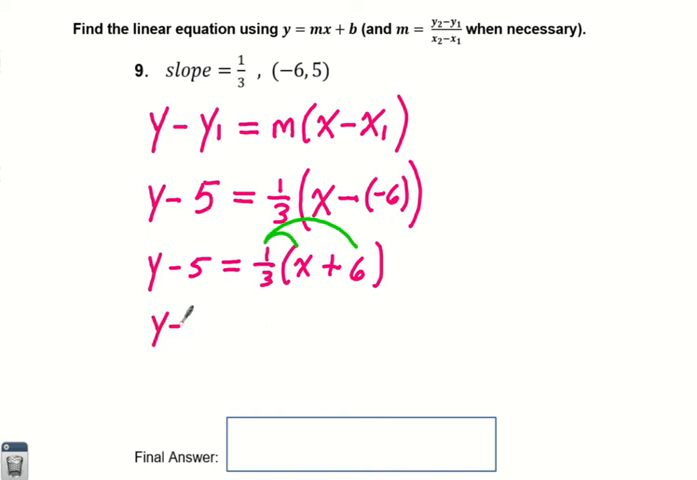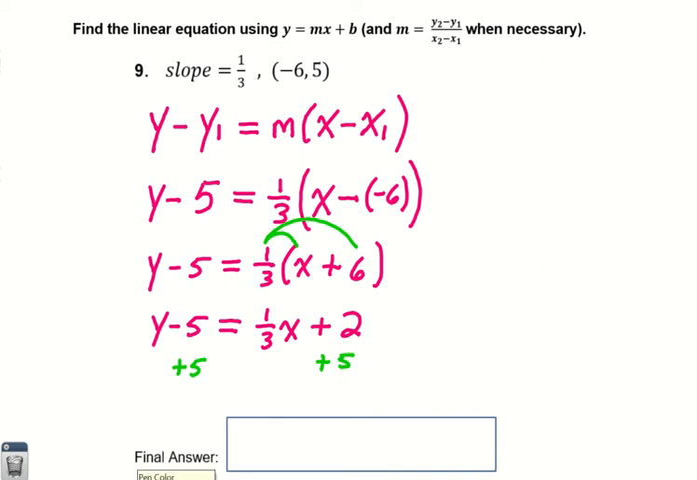So y minus 5, then 1/3 times x is 1/3 x, and then 1/3 times 6 is 2. Not going to go into reteaching you about fractions right now. Your calculator can probably do this. 1/3 times +6 is 2. And then the only other thing I have to do is just get the y by itself by adding the 5 out of there. And that's going to do it.